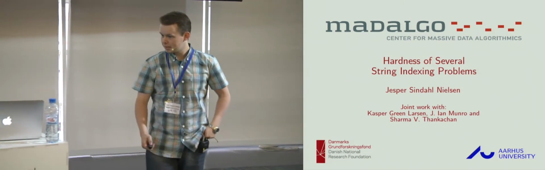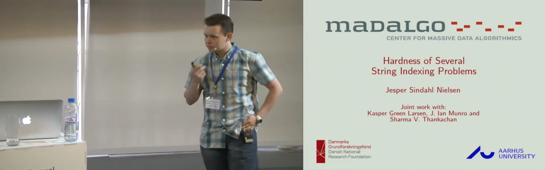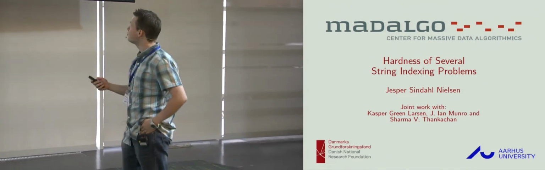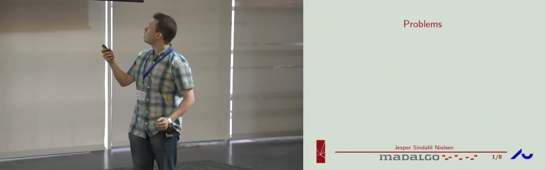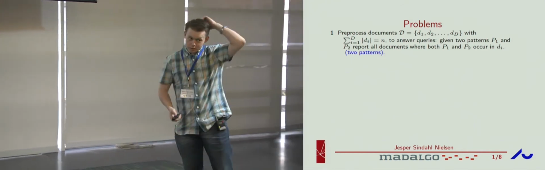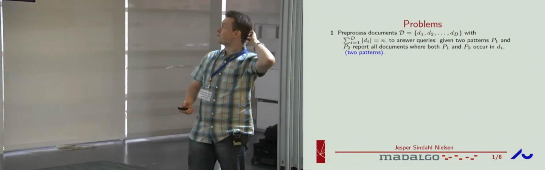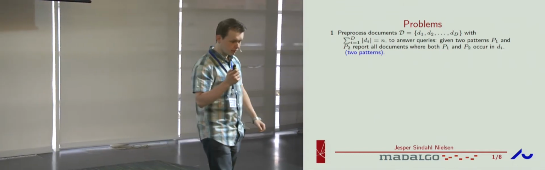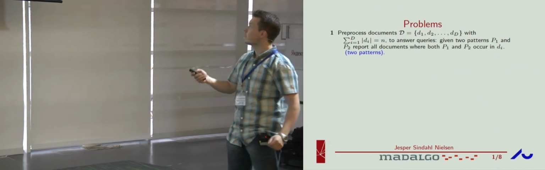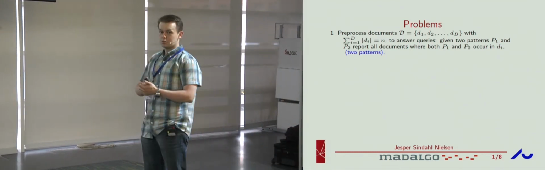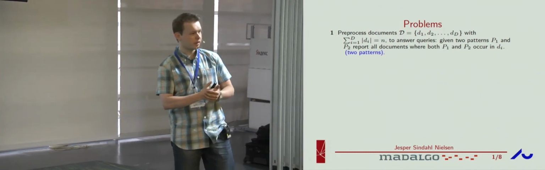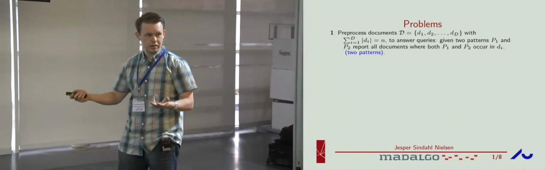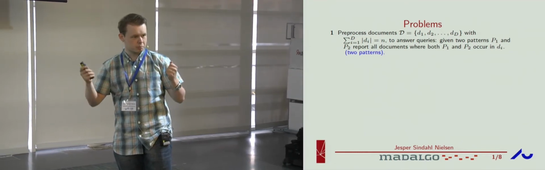Thanks. Yes, so I'm going to tell you a little bit about these string indexing problems. I think maybe last year or a couple of years ago, some of these problems were introduced. The first problem that we're going to talk about today is what we call the two-pattern query problem. You're given a collection of documents and you want to index the documents such that you can answer queries given two patterns: give me all the documents where both patterns occur.